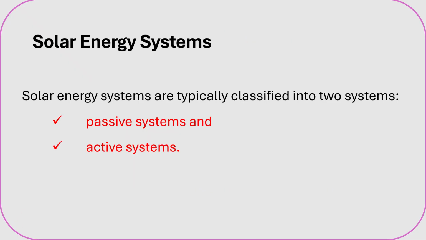Moving on to the next topic, solar energy systems. Typically, solar energy systems are classified into two systems, active and passive. So what is active and passive? A passive solar energy system does not involve panel systems or other moving mechanisms to produce energy.